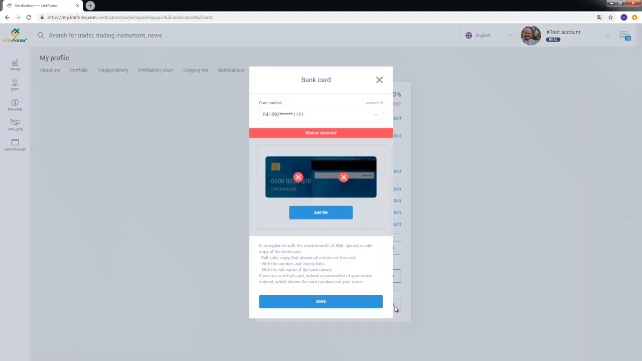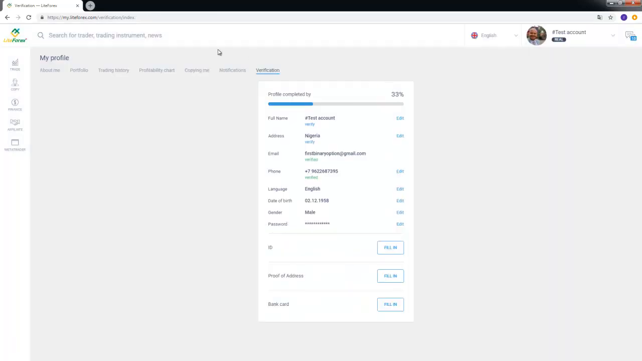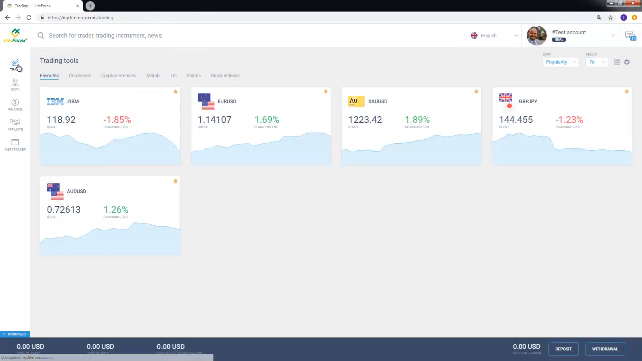Besides, in case of depositing by a bank card, you'll need to upload the scans of the card's both sides, covering the card verification value number. After you have filled in all the boxes on the form, your account will have the highest degree of verification, which, among others, will provide its full security.